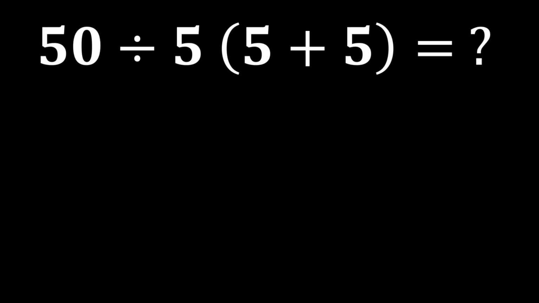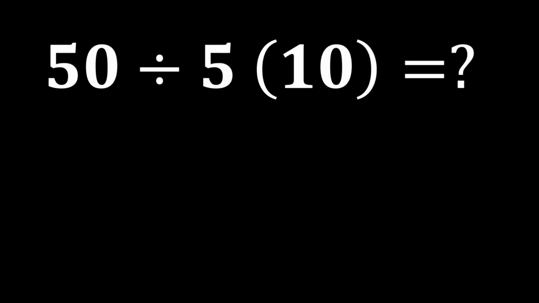The question is, 50 divided by 5 multiplied by 5 plus 5. According to PEMDAS, we must first calculate what is inside the parentheses. 5 plus 5 becomes 10. The expression becomes 50 divided by 5 multiplied by 10.